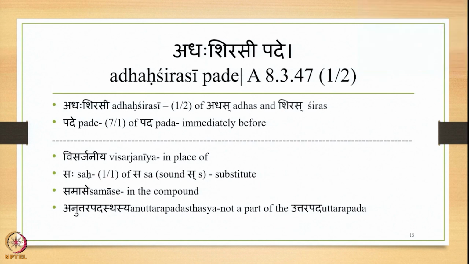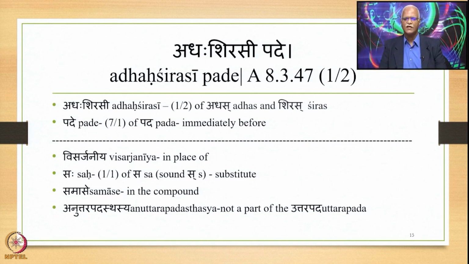The words continued are Visarjaniyasya, that is in place of Saha. Saha is 1/1 of Sa, which means sound Sa, and this is the substitute. Samase, which means in the compound. Anuttarapadasthasya, which means not a part of the Uttarapada of the compound. So here we come to know that Visarjaniya is the substituent and Sa is the substitute. This Visarjaniya has to be a part of Adhas and Shiras, and the environment should be that of the word Pada, and then this Visarjaniya is substituted by Sa.